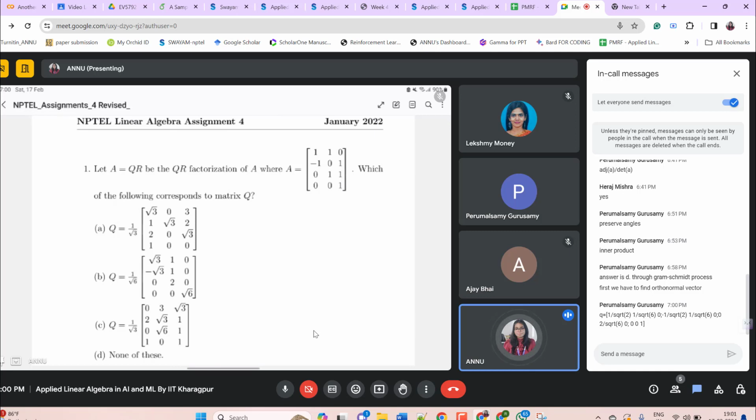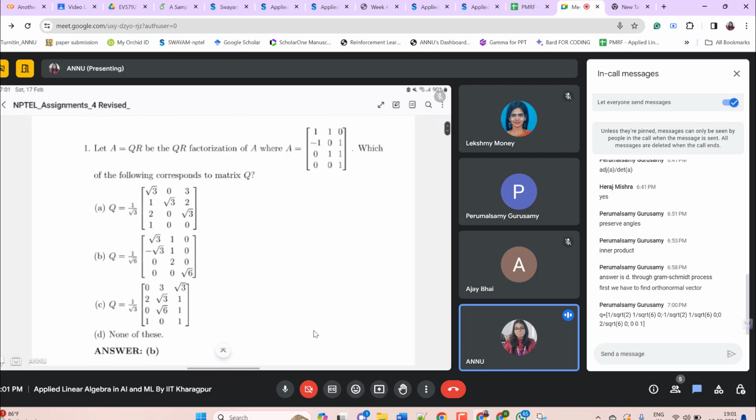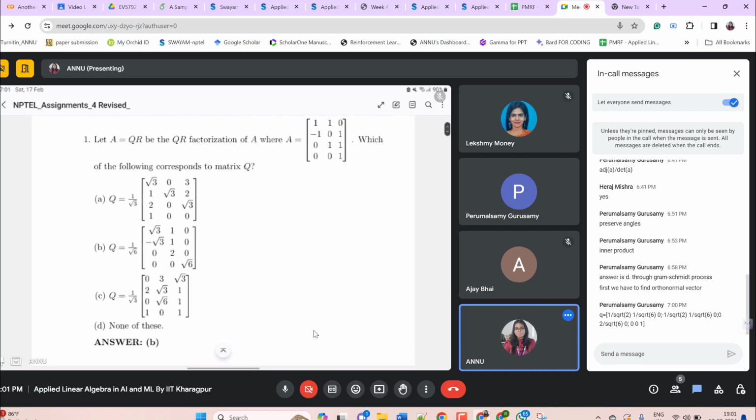0, 0. What are you telling? 0, 0. Not able to understand it. At least A, B, C, something tell them. 0, 0, 1. Okay. Answer is B. Yeah, so answer is B. Now tell how did you find it? Guruswami, how did you find it?